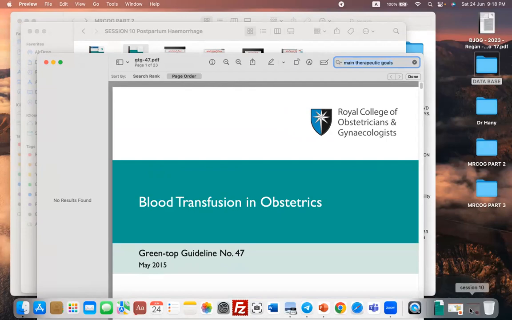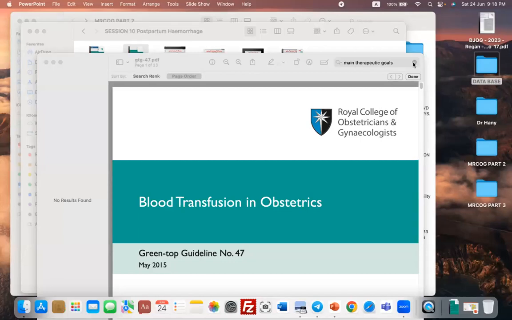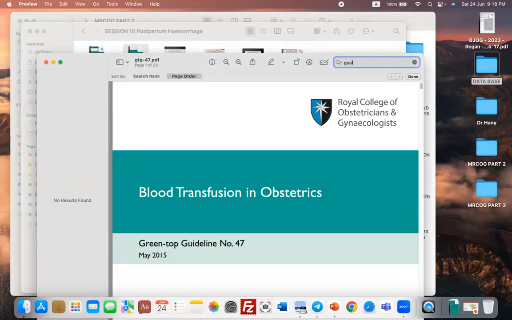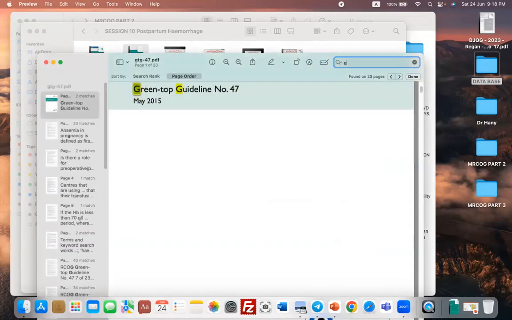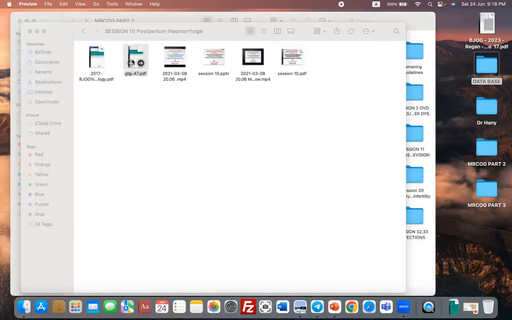What's this? It's not searching. It's not in the guideline or what?